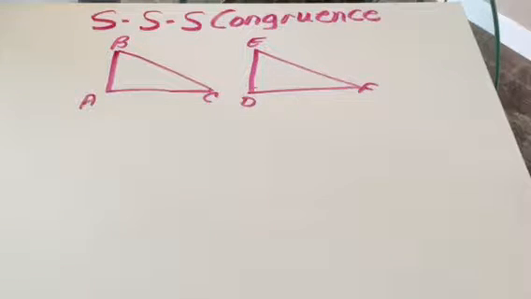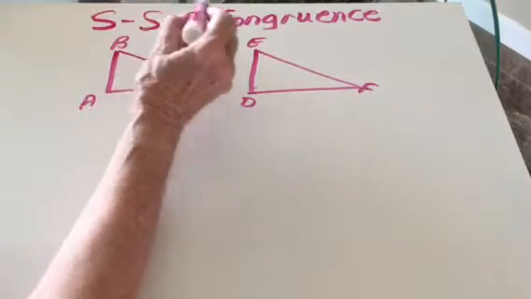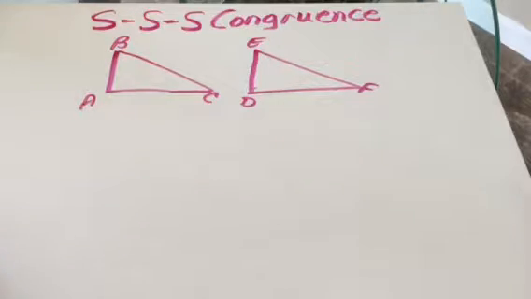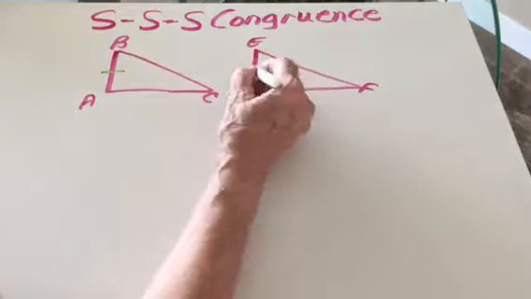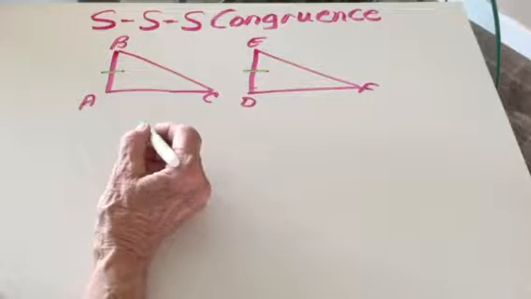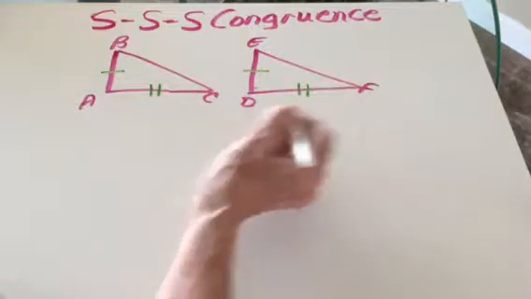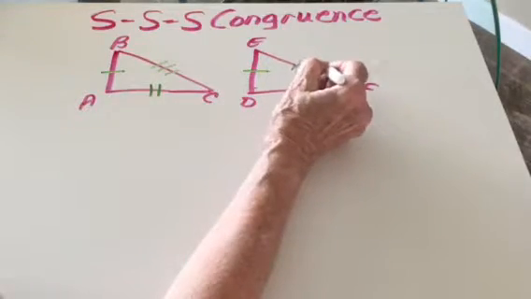All right, in this video we're talking about side, side, side congruence, SSS. For these two triangles to be congruent, I have to be able to say that, for example, this side goes with this side. It's the same side. It's congruent. This side is congruent to that side. And this side is congruent to this side.